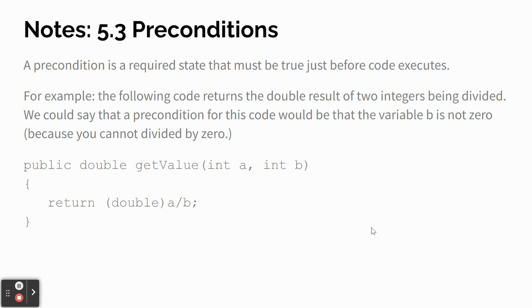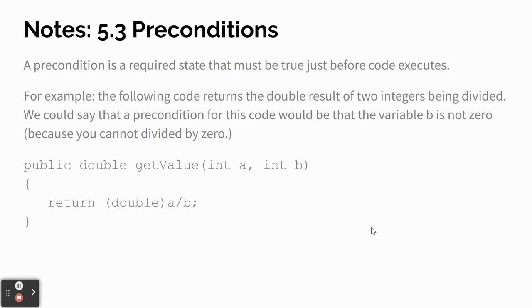And you'll get some questions on the AP test potentially that say, which of the following would be a precondition for this method to operate correctly? And here's a good example. The following code returns the double result of 2 integers being divided. We could say a precondition is that the b integer not be 0, right? Because this code would just crash if b was 0. You're not allowed to divide by 0.